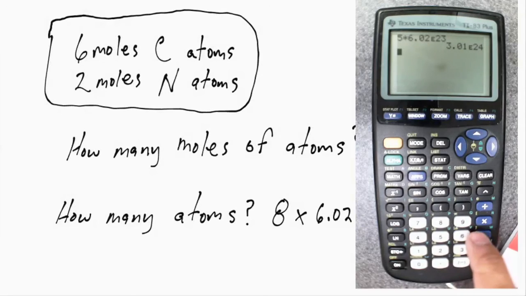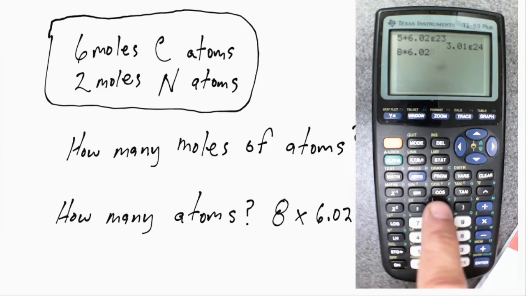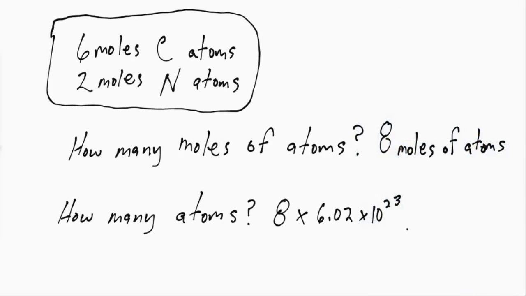Let's punch it in. 8 times 6.02 second function double E 23. Enter. I get 4.816 times 10 to the 24. 4.816 times 10 to the 24 atoms. I'm not using significant figures right now. I don't want to really kind of get in the way of what I'm trying to show you here.